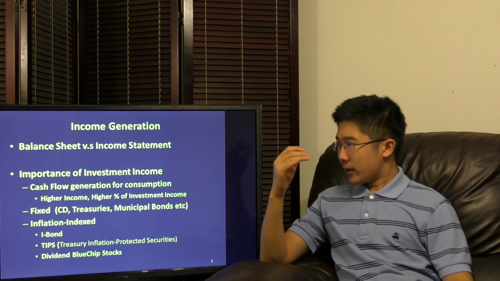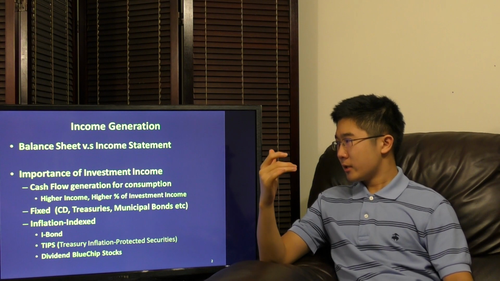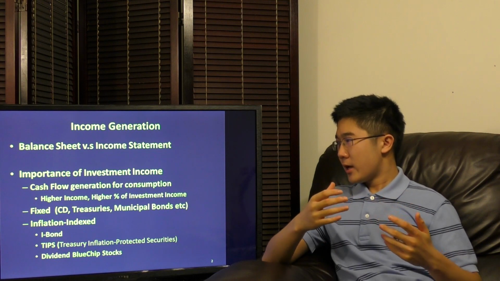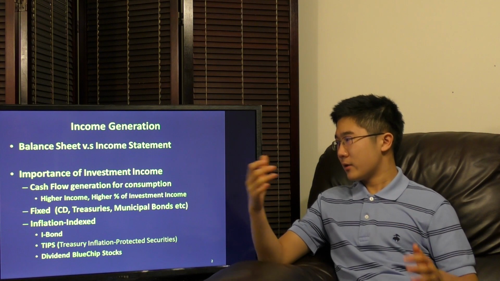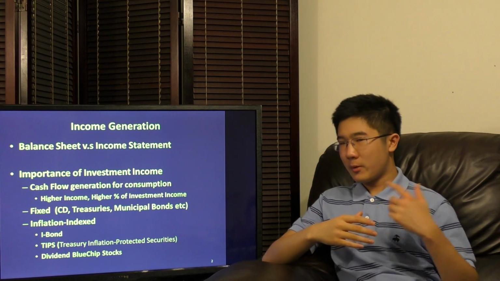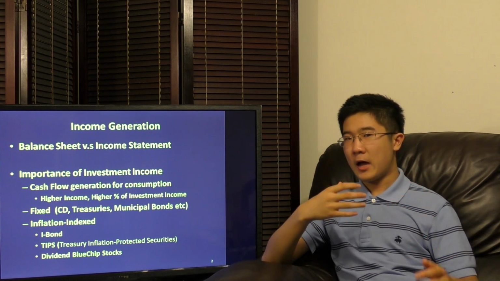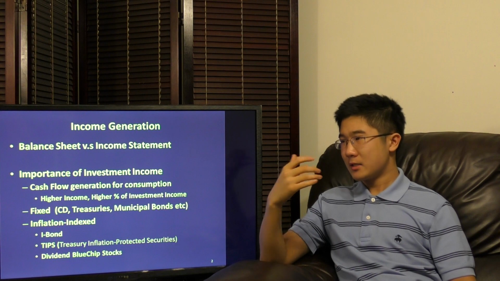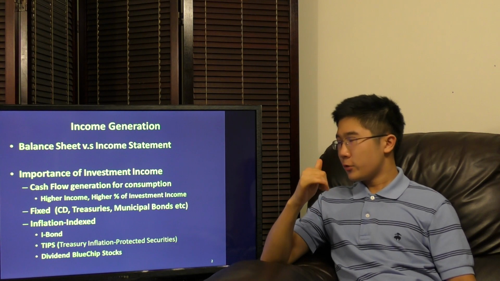And so cash flow generation is good for consumption, and the higher the income, usually speaking, the higher the percentage of your income derives from investment. That's just, as we talked about last time, wealthier families also have higher investments, more assets, less liabilities. And so when it comes to income cash flow, there are two main types.